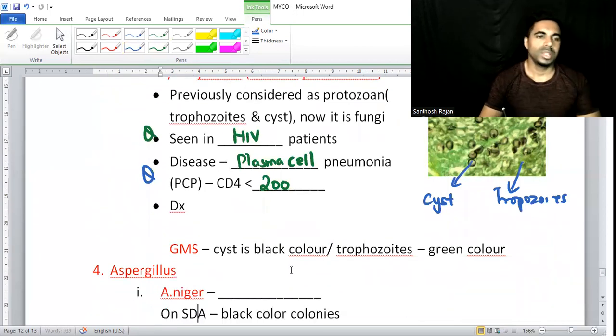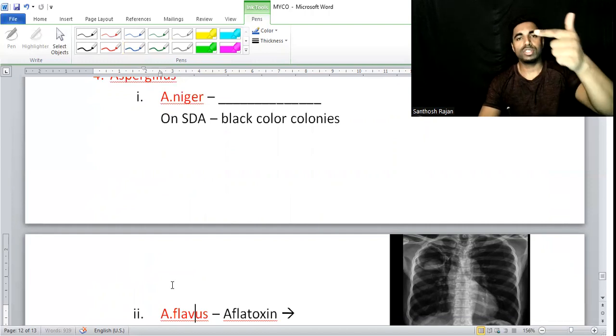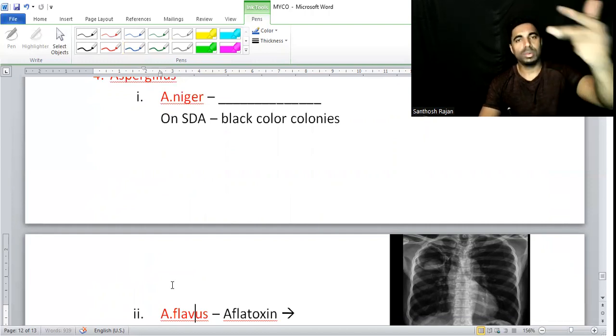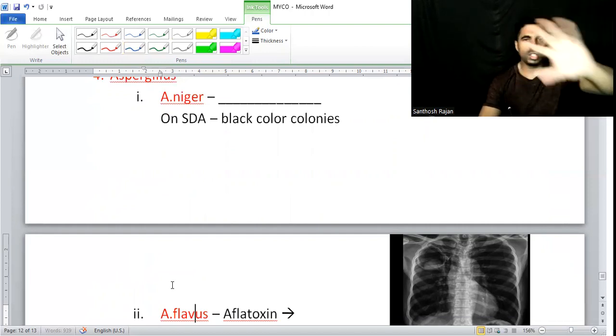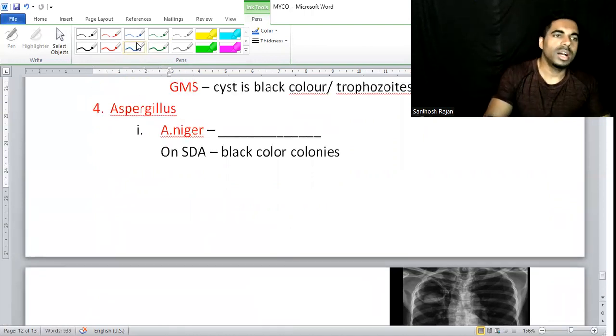Because in HIV patients, pneumonia is confused with tuberculosis, which is common, and Streptococcus pneumonia is also common, and the other one is your Pneumocystis jirovecii. So all these things are important. When HIV comes, you have to think about everything. Now, Aspergillus.